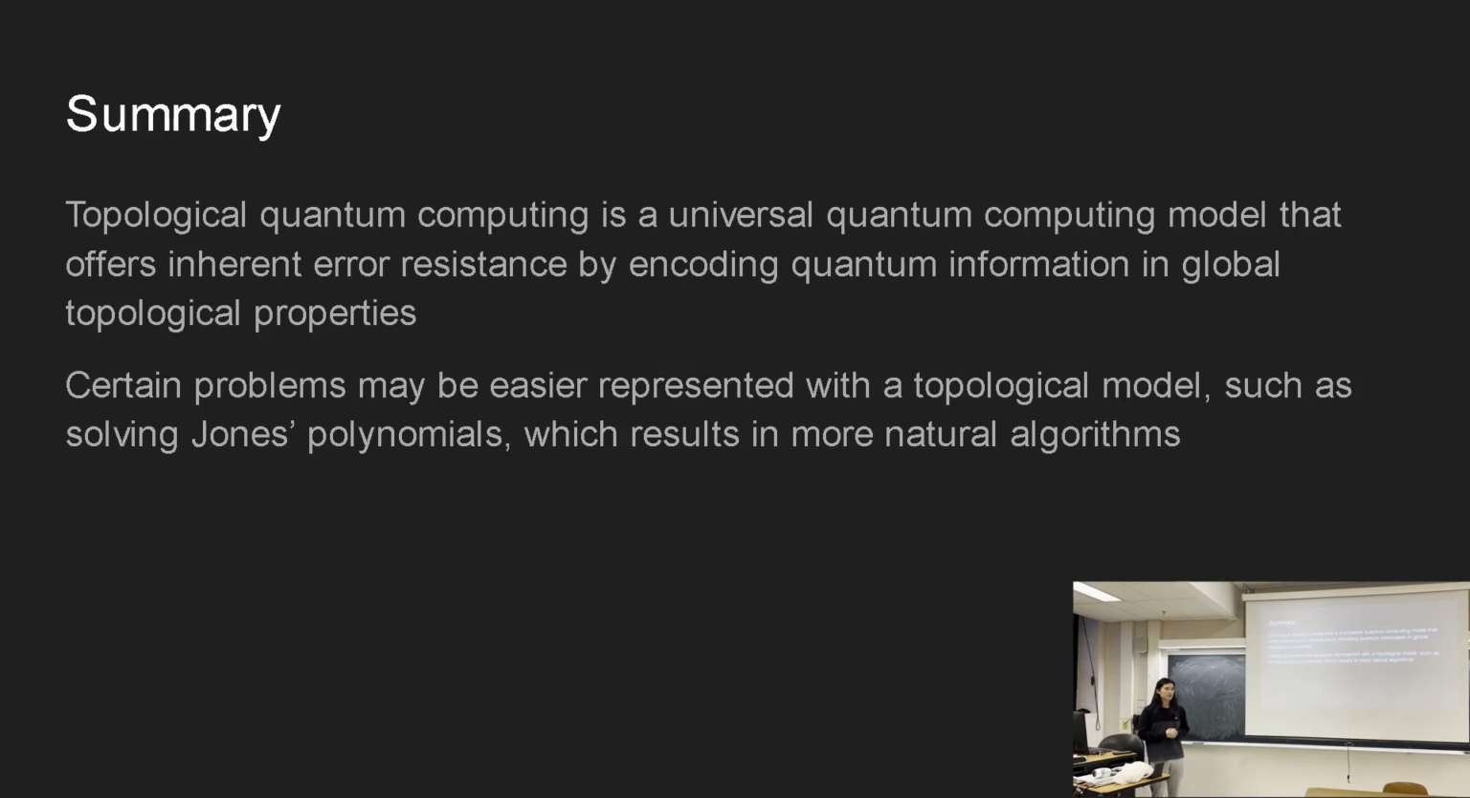Yeah. I'm not sure if I missed it, but what is the advantage of using it this way compared to the classical quantum way? So the advantage of topological quantum computing over our regular quantum circuits is that we are encoding quantum information globally, not locally.